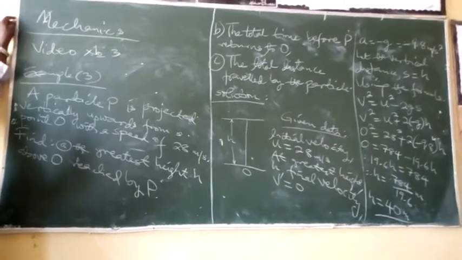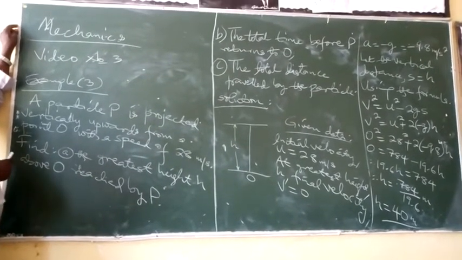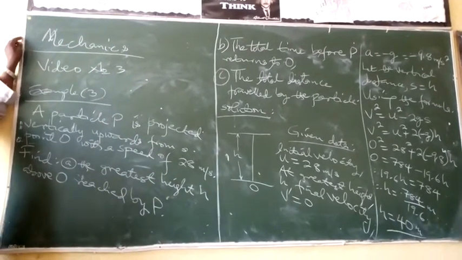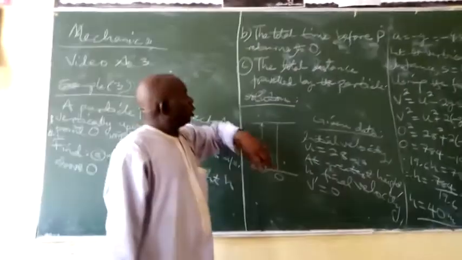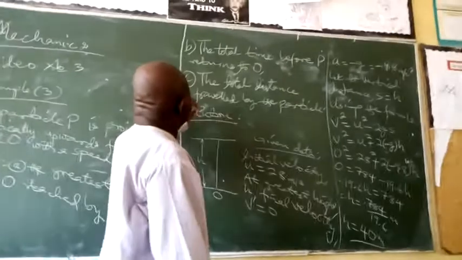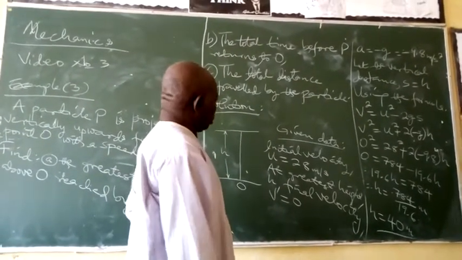The greatest height H above O reached by P. That is A. Then B, the total time before P returns to O. C, the total distance traveled by the particle. This is the question.